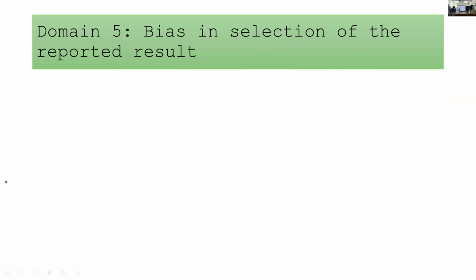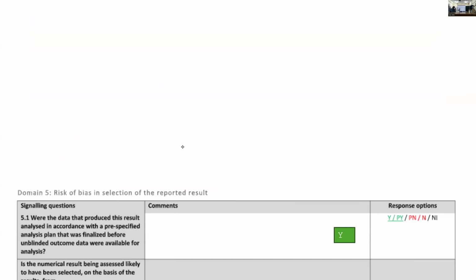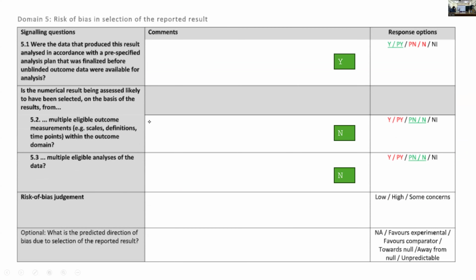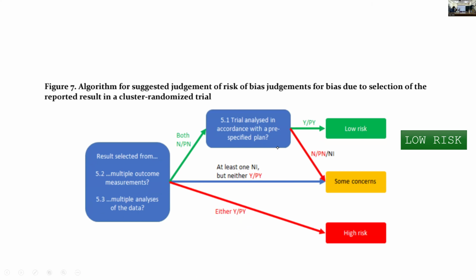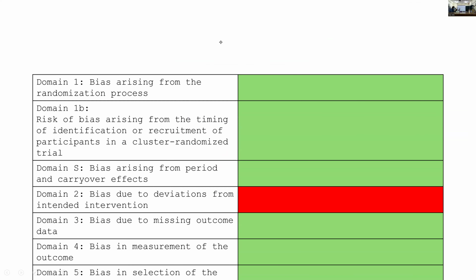Now the last domain: was there a bias in selection of the reported result? Here, all the data that they wanted to analyze in the protocol, they have analyzed. Multiple eligible outcomes were not mentioned, and they have not done multiple eligible analyses either. So overall, it was a very low risk in the way they reported their trial. When I summarize it, of all the domains, almost everything has been low risk, except for domain 2, which has a high risk.